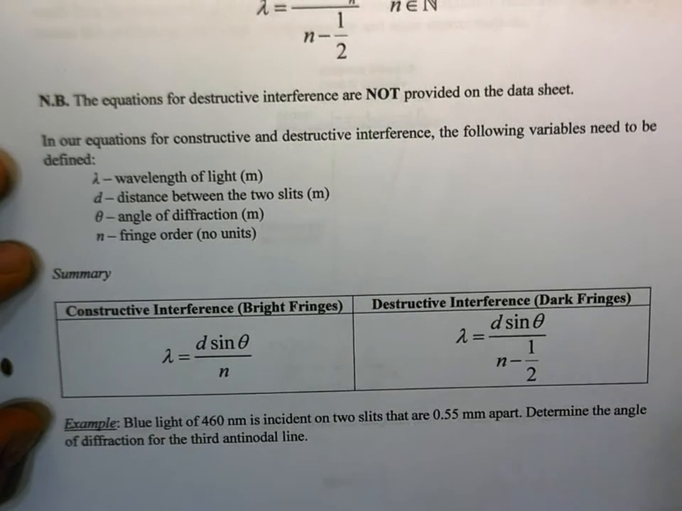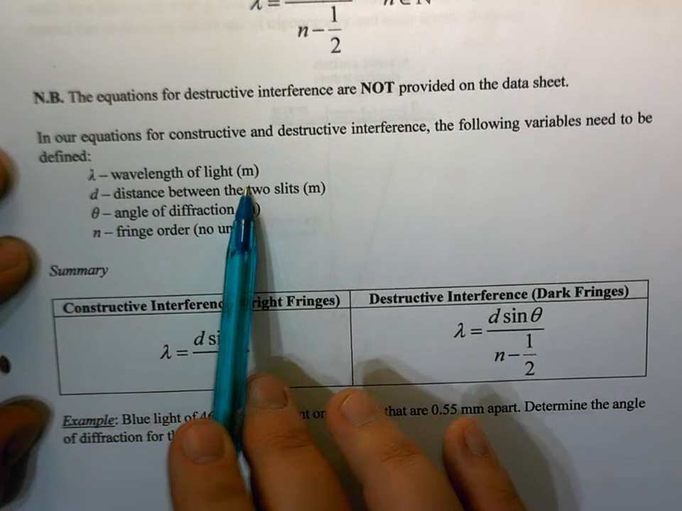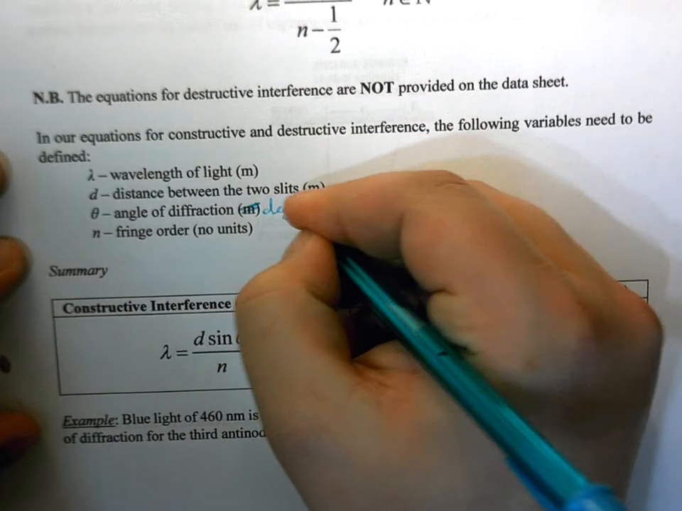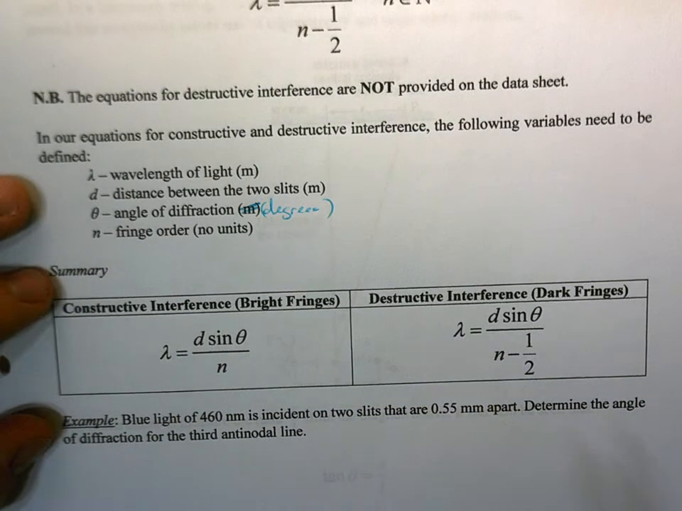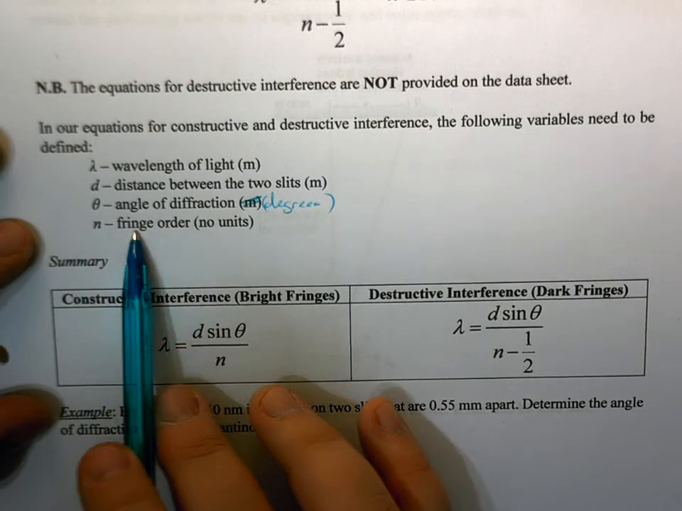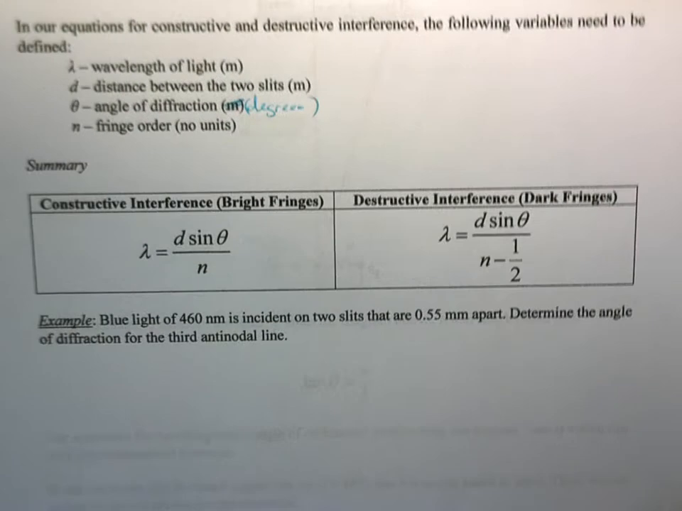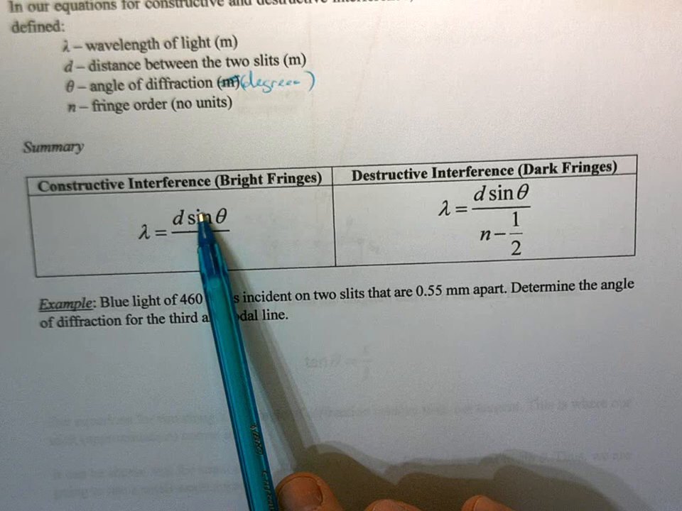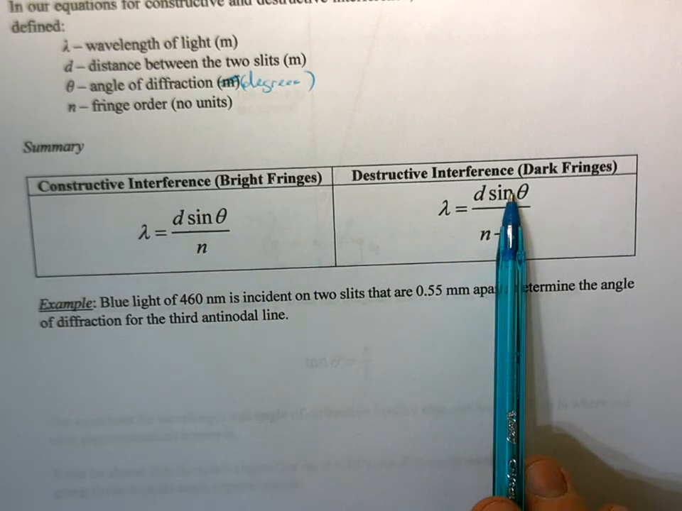In all of those equations, lambda is going to be the wavelength of light, d is going to be that distance between the two slits, theta is going to be the angle of diffraction. I don't know why that says meters there, that should say degrees. Sorry, I do tend to have typos when I try to fix my notes a lot, but sometimes I miss the obvious typo here and there. So yeah, angle of diffraction should be in degrees, and then n is my fringe order. So which fringe I'm looking at, it doesn't have any units. To summarize, my equation for constructive interference is lambda equals d sine theta over n, and my equation for destructive interference is d sine theta over (n minus 1/2).